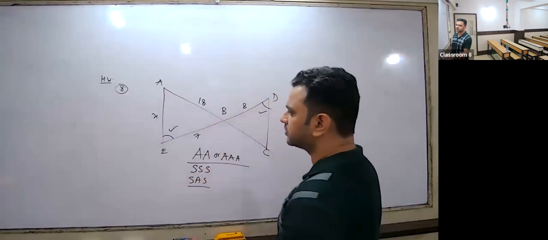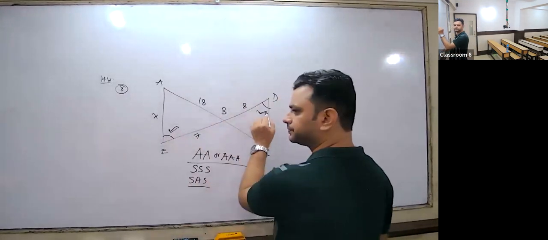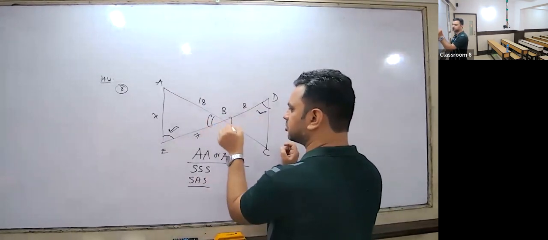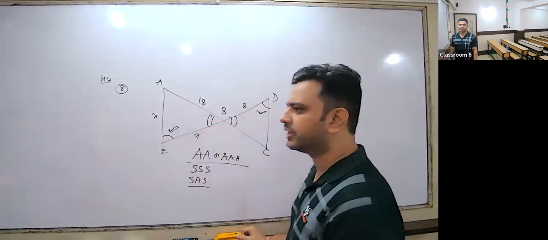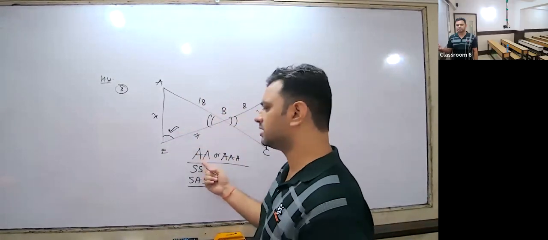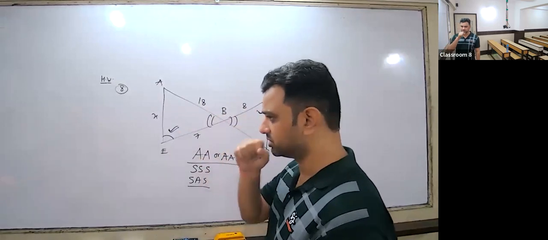Okay. So see, this angle is given as equal. And can I say this is also equal? Vertically opposite angles. Yeah. So two angles are equal, so obviously the triangles are similar.